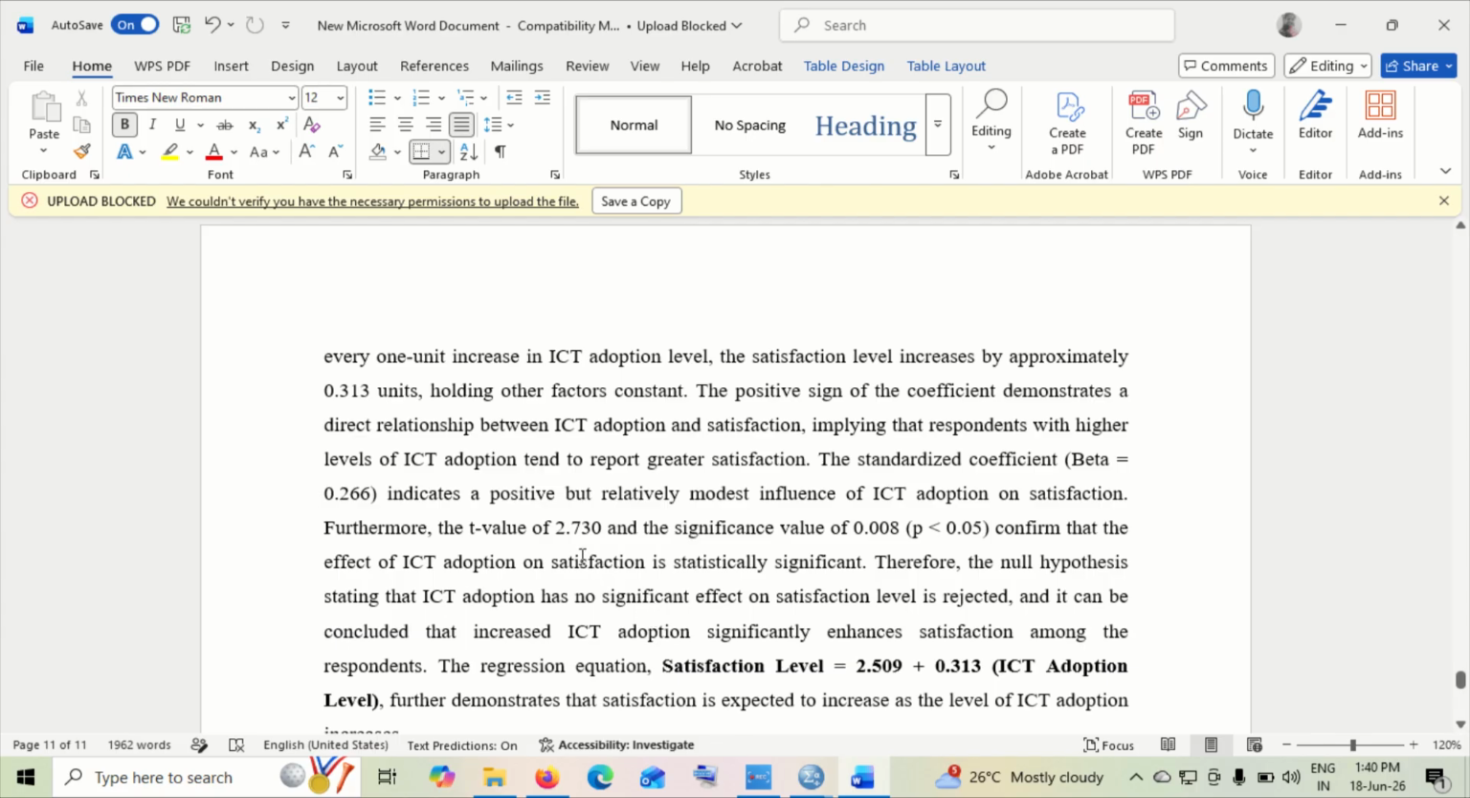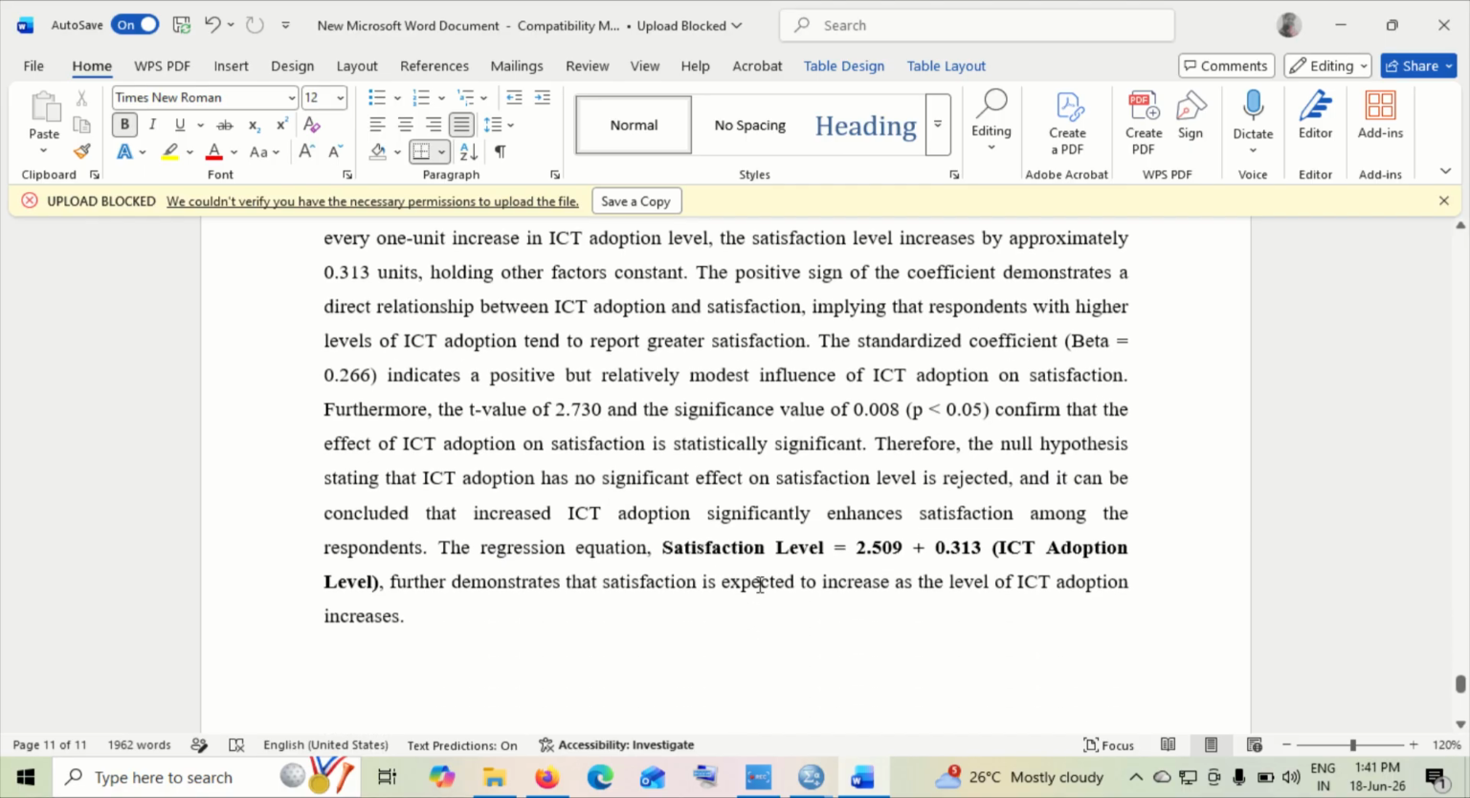Furthermore, the t-value of 2.730 and significance value of 0.008, that is p less than 0.05, confirm that the effect of ICT adoption on satisfaction is statistically significant. Therefore, the null hypothesis stating that ICT adoption has no significant effect on satisfaction level is rejected. Then it can be concluded that increased ICT adoption significantly enhances satisfaction among respondents.